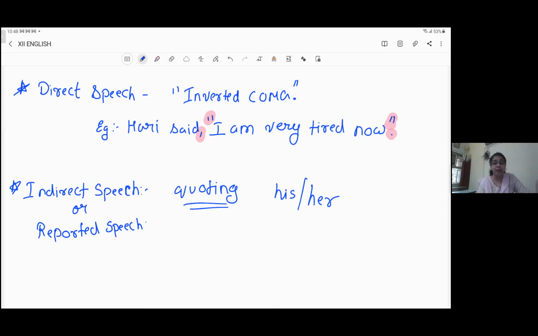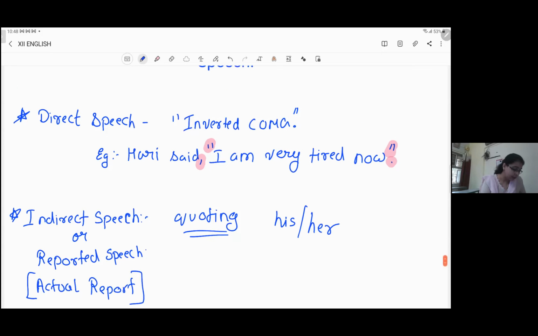She is reporting the actual words. She is giving the actual report of what I have given to the second person. To whom? To the third person. Clear? Direct speech, actual words. Indirect speech, actual report. Just you can write in a bracket actual report, and here actual words.